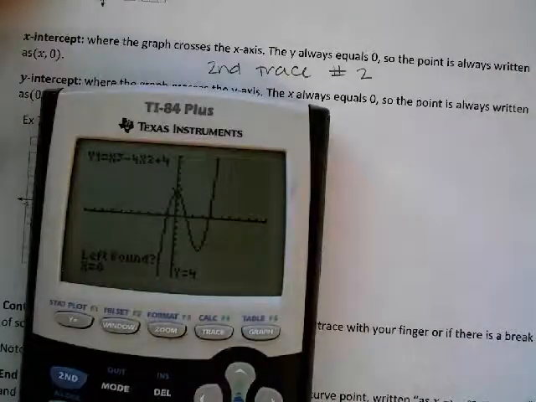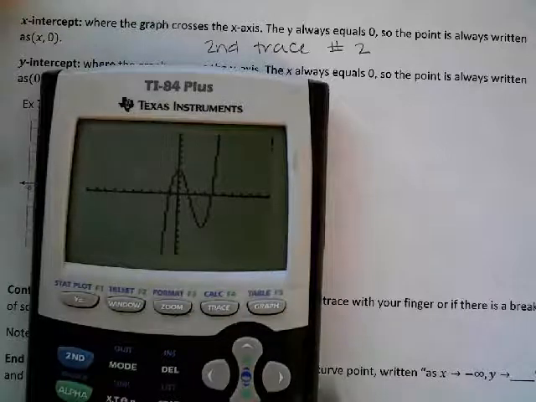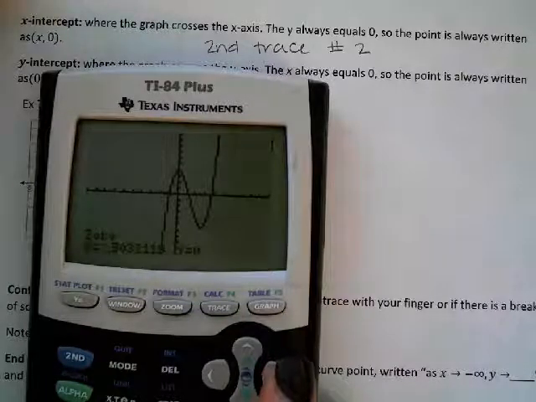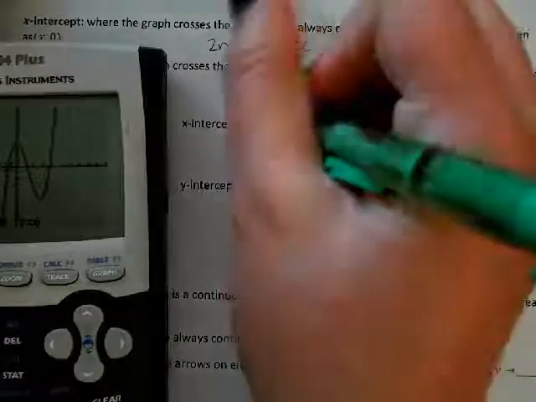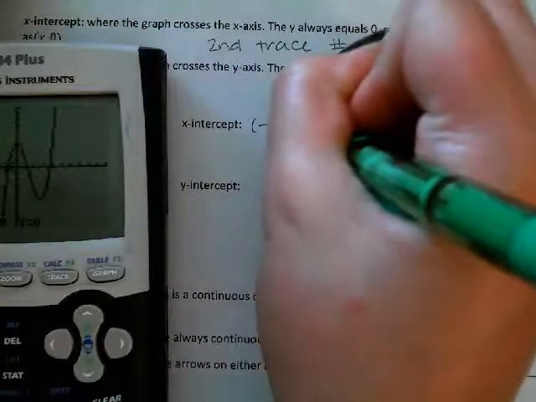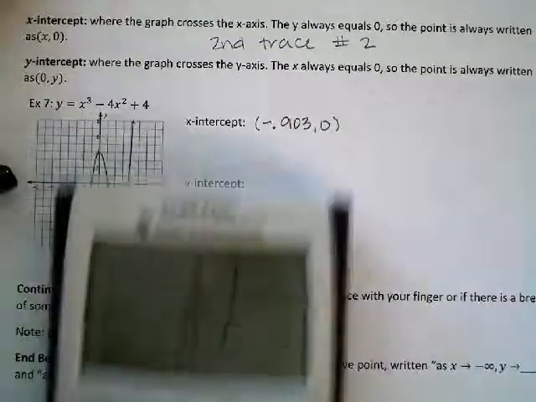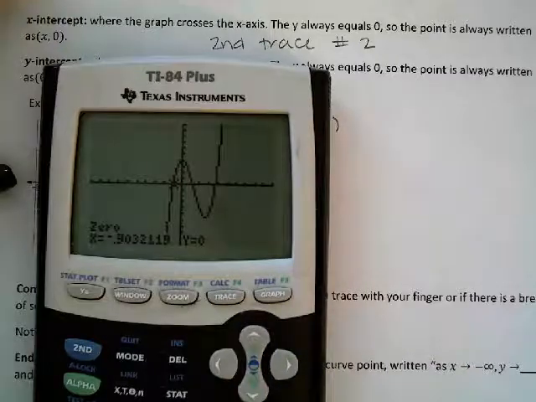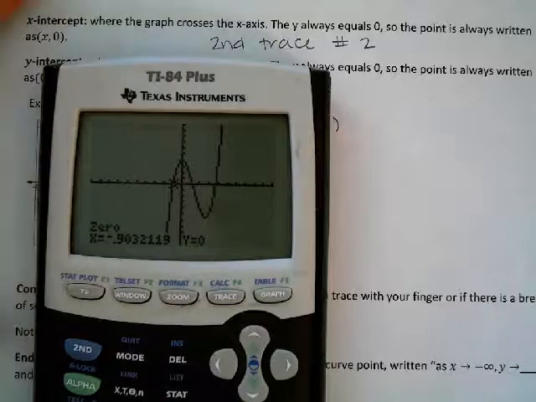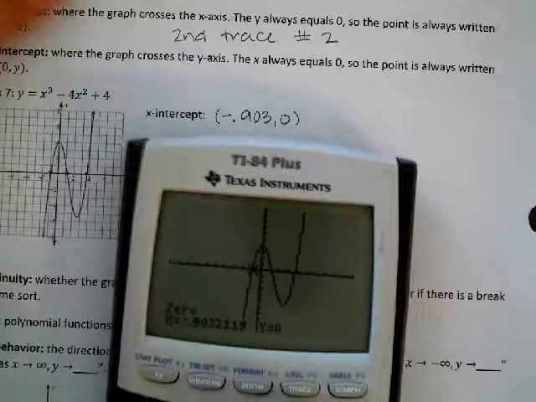So if I can avoid scrolling, that's what I like to do, because scrolling back and forth, I think, is a time waste. But with the maxes and mins, sometimes you have to. So -0.903, 0. We're going to have lots of problems with decimals today, or tomorrow when you guys work on this in class. And when we have decimal answers, I want to see 3 decimal places. And that's pretty much across the board. Unless I say otherwise, I want 3.